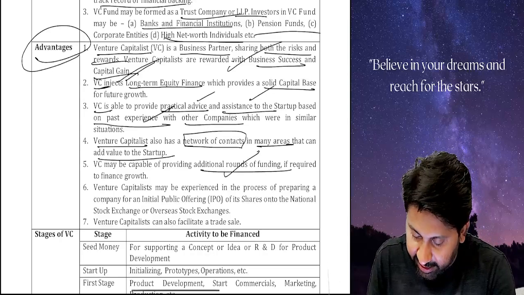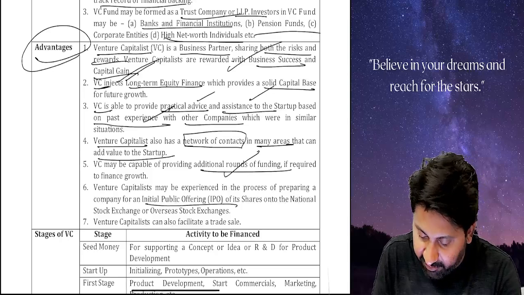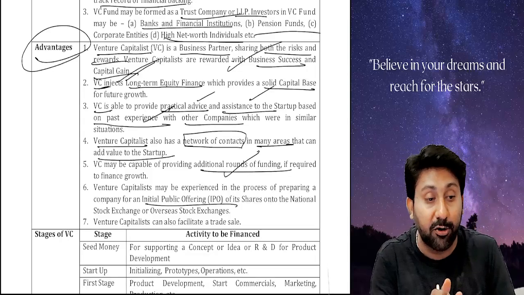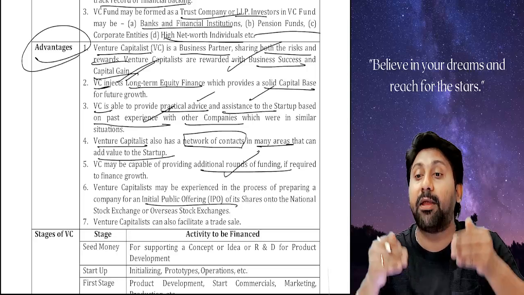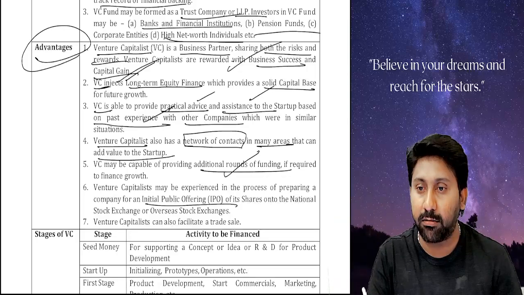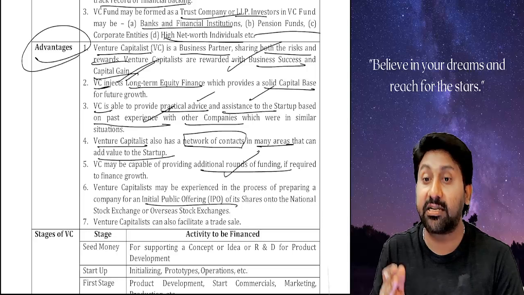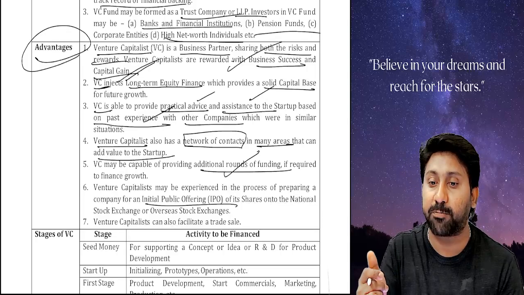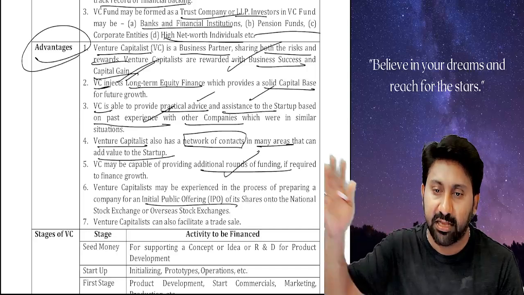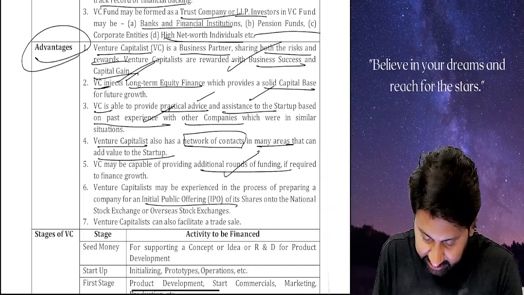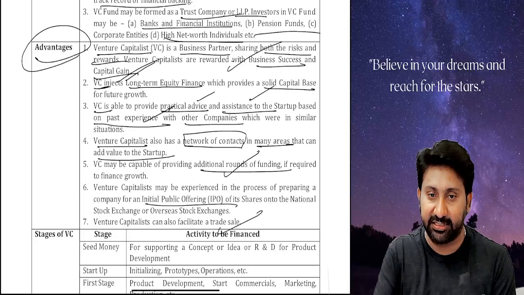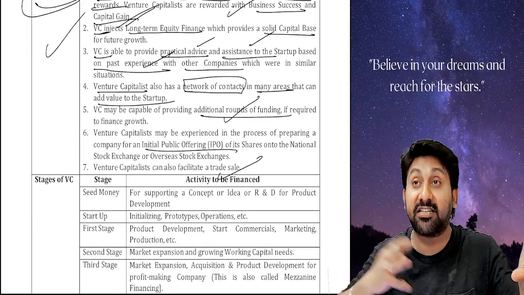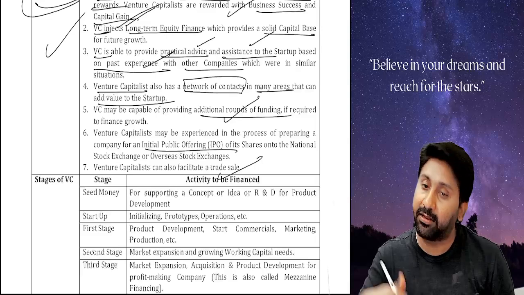Venture capitalists may be experienced in the process of preparing a company for an IPO. After the startup stage is over, after you have a good track record, they will prepare you for the IPO by book running. If you know the SEBI rules, there is a concept called book running. So the book building process, preparation of the prospectus, pitching the project, all these things they will do personally. Next, venture capitalists can also facilitate a trade sale. Trade sale means if any other person is ready to purchase your business at a higher rate, 6 or 7 times, they will also put it up for that.